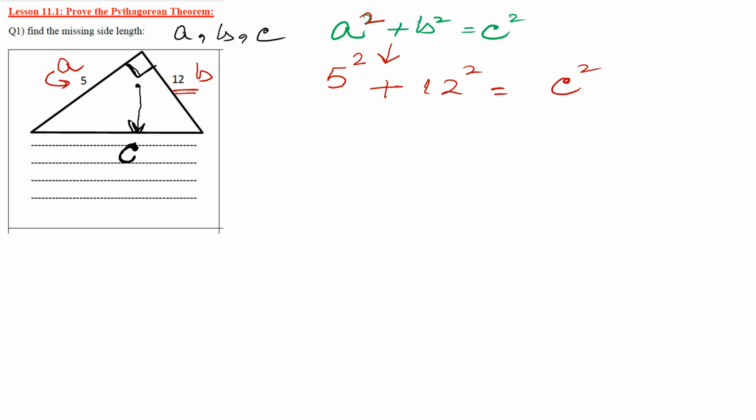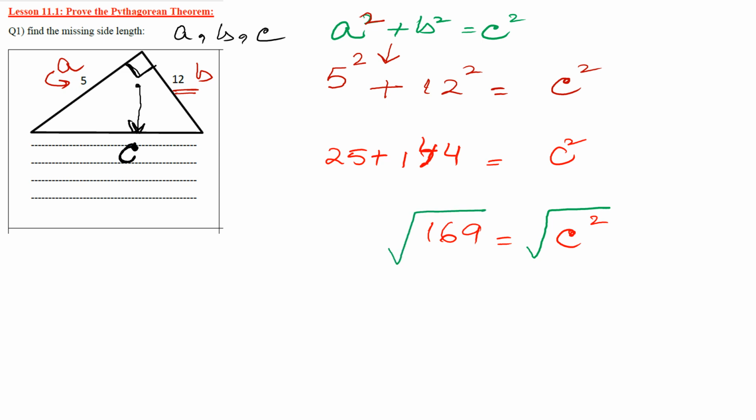So keep it as it is. After that, you have to remove the square. I am writing it here to show you. 5 squared is 25 plus 12 squared is 144. So again, write C squared equals 25 plus 144, which is 169. Now you have to take the square root on both sides. Write the square root here and here. The square cancels with the square root. So we get C equals the square root of 169, which is 13.